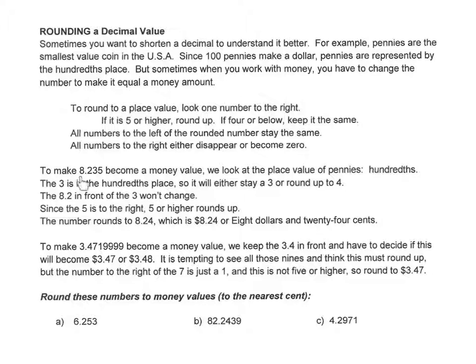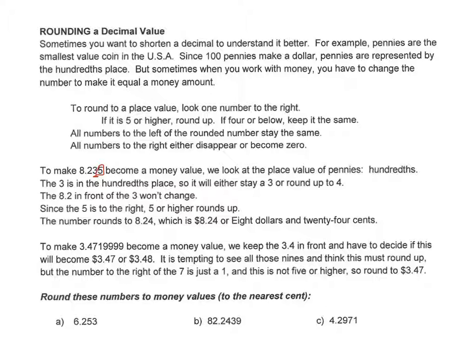To make 8.235 become a money value, we look at the place value of the penny, the hundredths. So if we're rounding to the nearest cent, you underline the hundredths value. You circle the number right beside it. 5 or more gets 1 more. 4 or less gets no change.